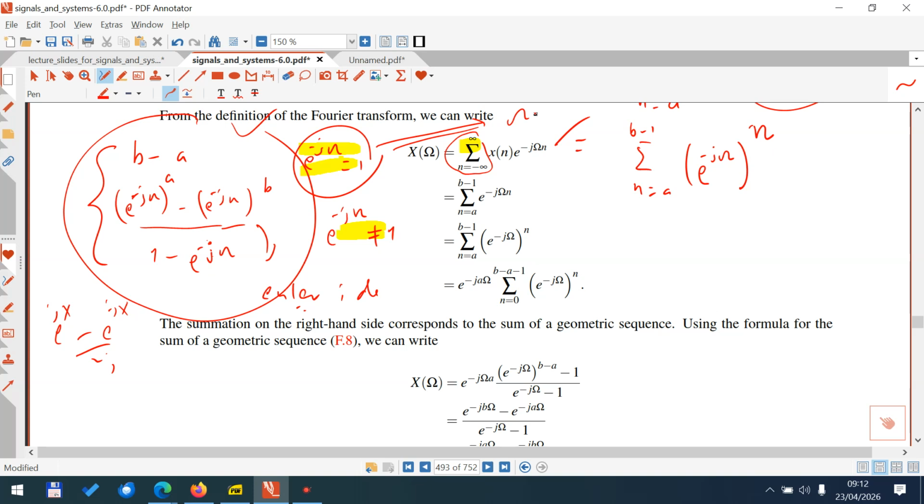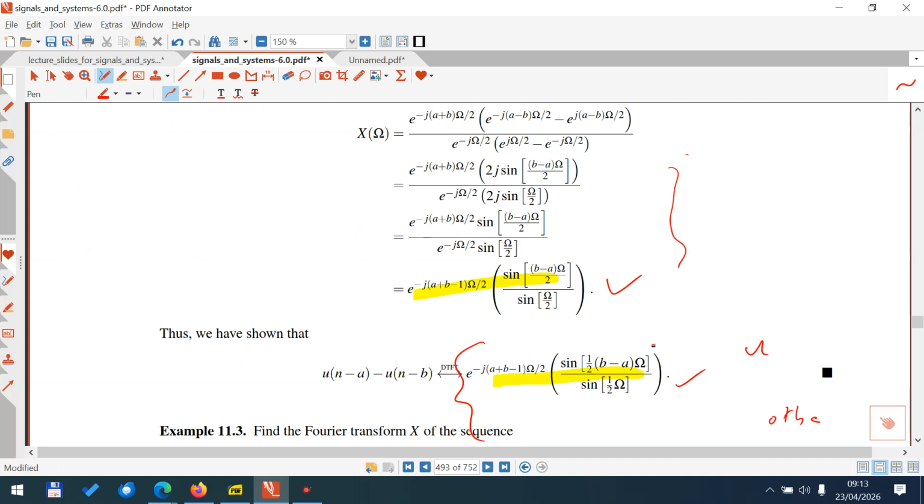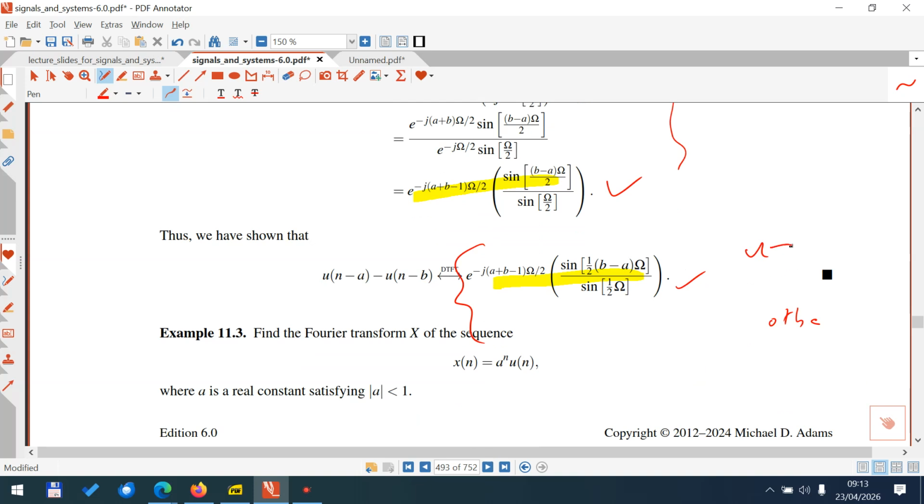Omega must equal... one. No, 0. Exponential 0 is 1, right? This is the exponential minus j omega equal to 1. So omega is 0. And this translates to omega non-zero, right? So this expression which you see in the textbook is only allowed to write when omega is non-zero. You can see it, yeah? You have 0 by 0, sine 0 by sine 0.